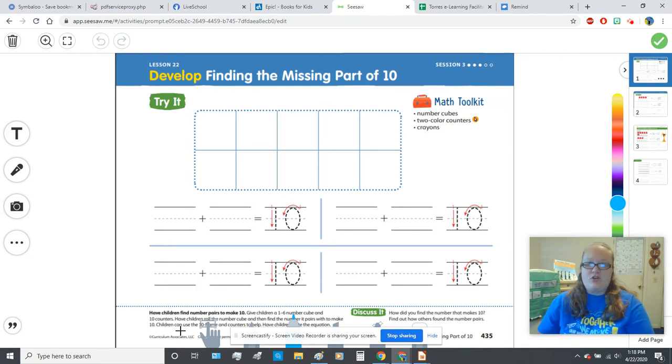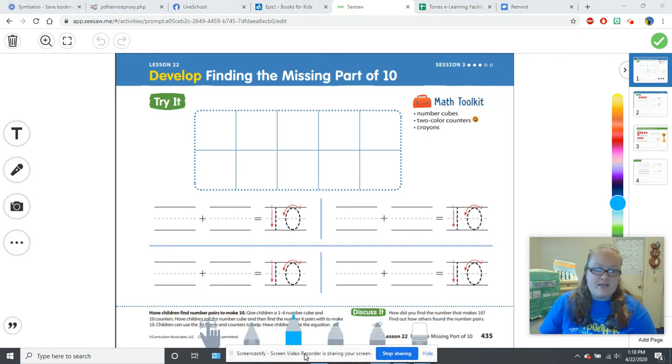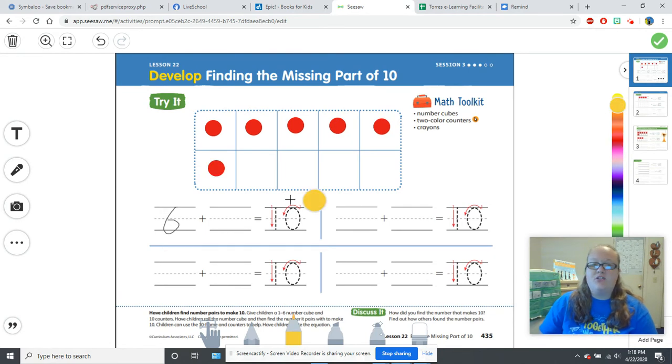So I'm going to roll the die, and it landed on 6. Okay, so for the first blank, we're going to write the number 6. Then we're going to put 6 dots in the tens frame. I'm going to start with red. 1, 2, 3, 4, 5, 6. I'm going to switch over to my yellow to see how many yellow circles it takes to make 10. 1, 2, 3, 4. Just like in our soccer ball problem when we warmed up, 6 plus 4 equals 10.